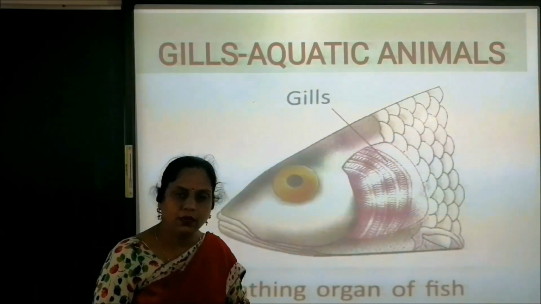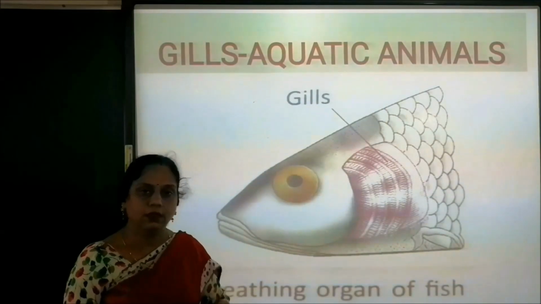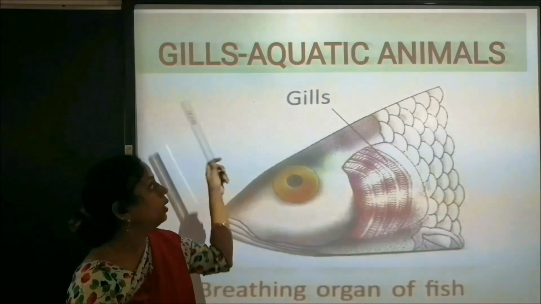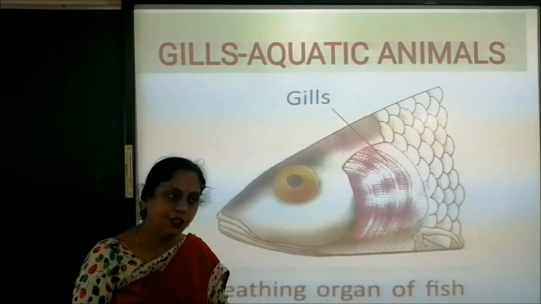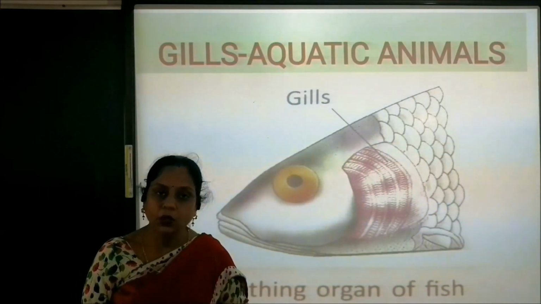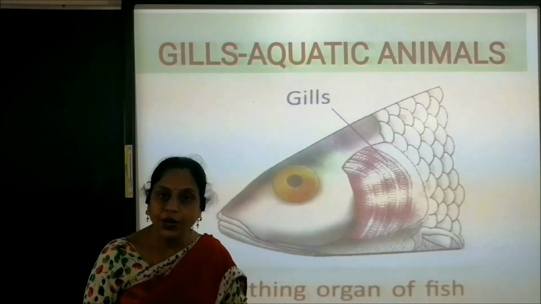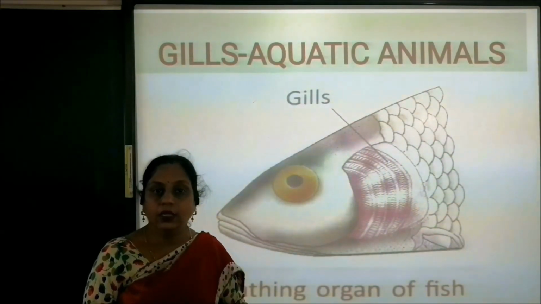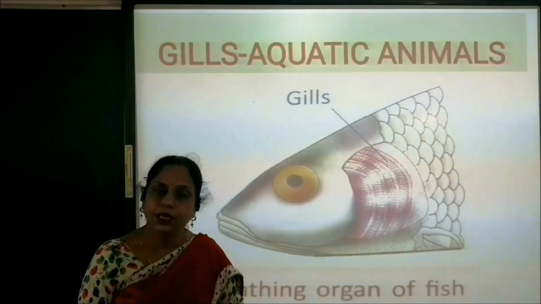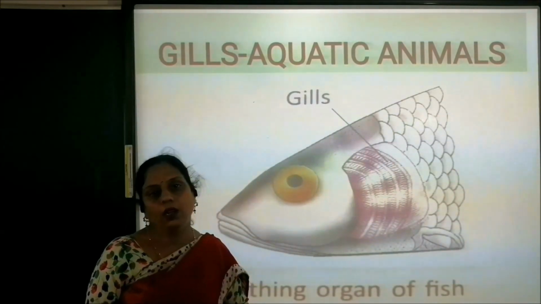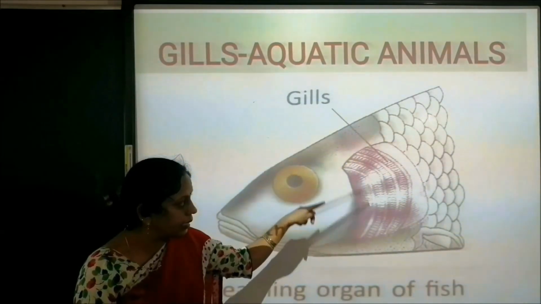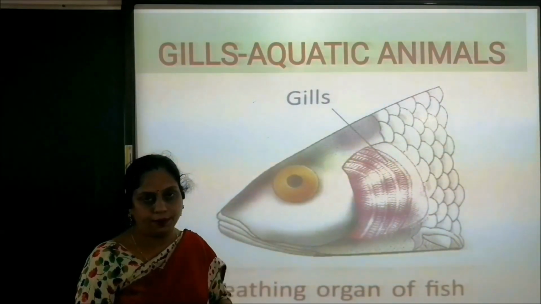Now the gills, another breathing organ. Aquatic animals breathe through the gills. That means all those animals that live in water breathe through the gills. For example, fish. This is the picture of gills. Fish breathe through the gills. Gills are feathery organs consisting of a stack of thin flaps, and these flaps are attached to the animal's blood supply. See, these are the flaps.